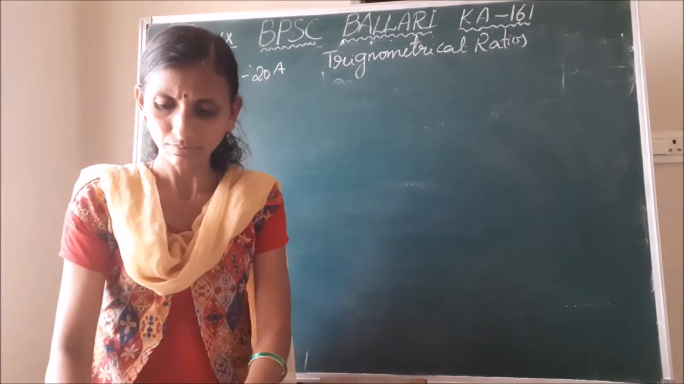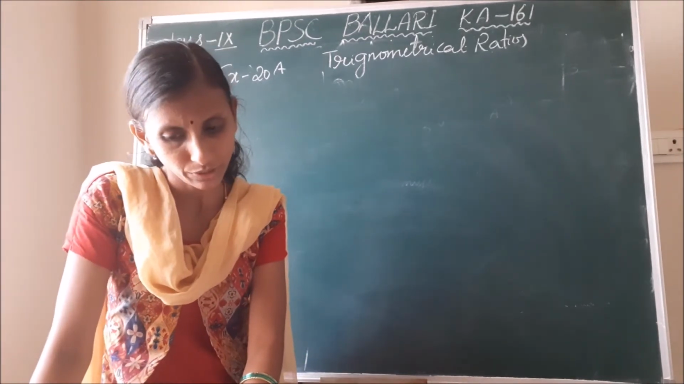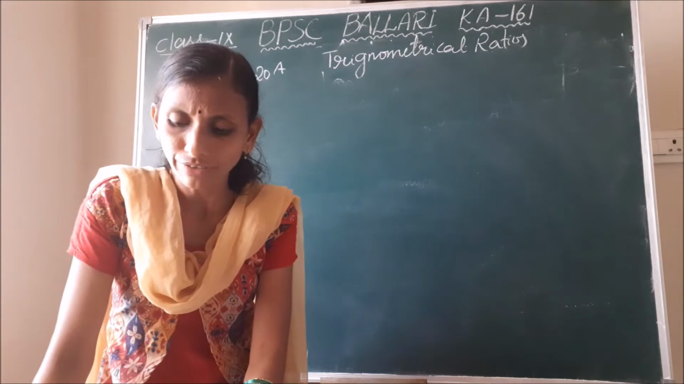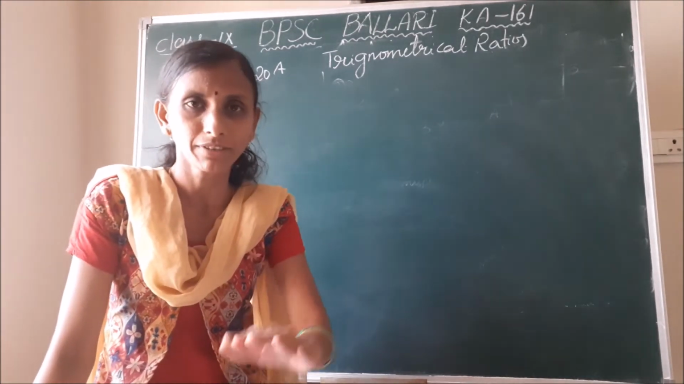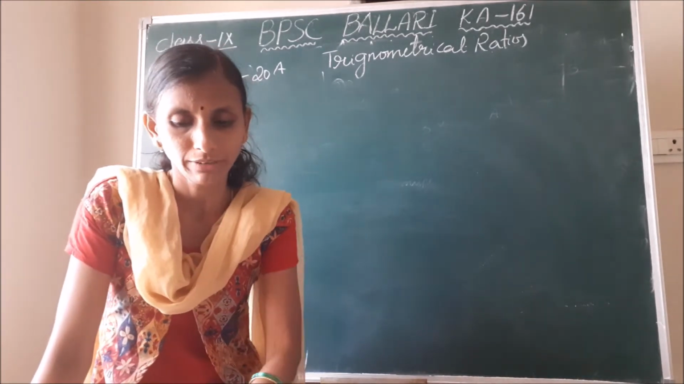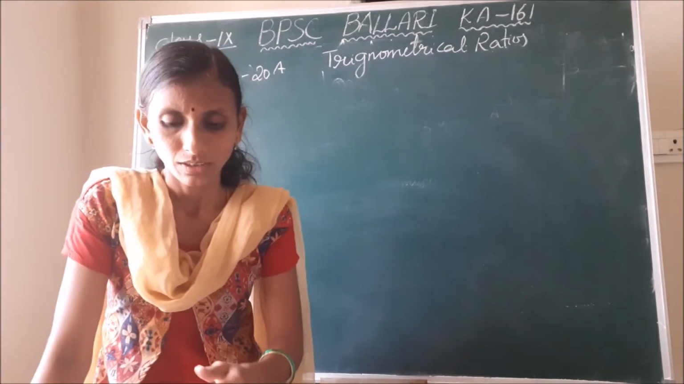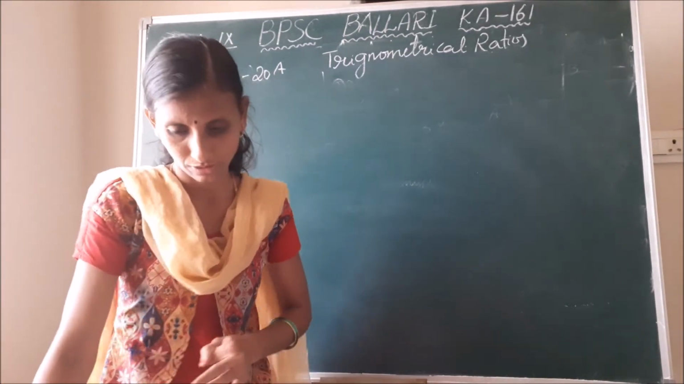So next, the third question, you can do it on your own. For that, first you have to find the value of AC. After writing the value of AC, you can find the remaining given trigonometrical ratios. Now, I will do the fourth question.